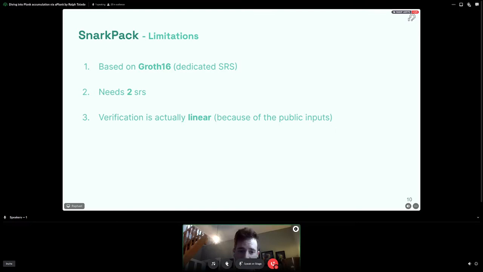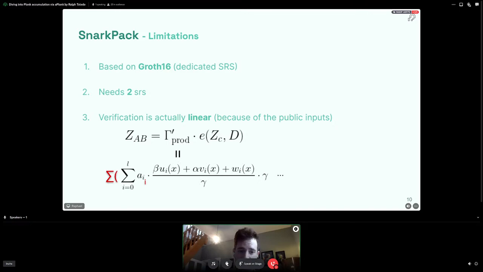And finally, and most importantly, the verification is actually linear because of the public inputs. As I said before, in the equation we have the term gamma prods, which is the sum of the public inputs. So this has to be recomputed by the verifier, and so the verification is actually linear. In the paper, it is said to be sublinear because the pairing check is actually much more costly than this, and this can be done in parallel. But if possible, we'd rather remove this cost because we might want to aggregate thousands or who knows, millions of proofs.